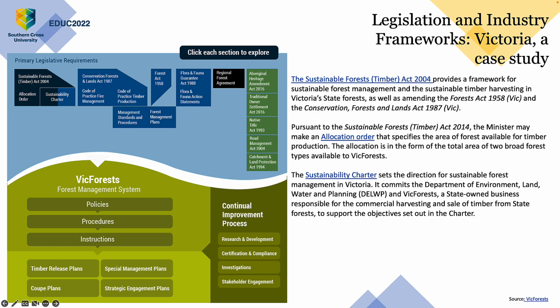And then pursuant to that act, the minister may make an allocation order that specifies the area of forest available for timber production. The allocation is in the form of the total area of 2 broad forest types available to Vic Forests. It's interesting from that point of view, because again, we talk about the politics of forestry, and you can very much see that the minister still has a great deal of control over what and how much forest actually is available for forest production.